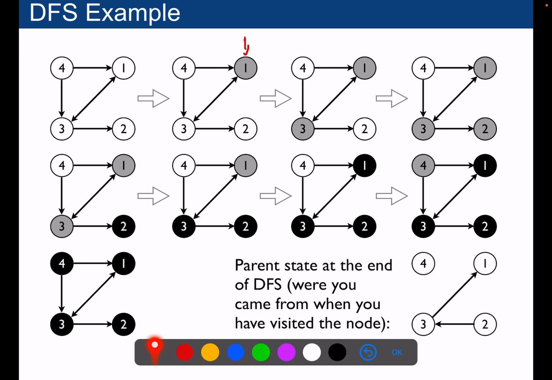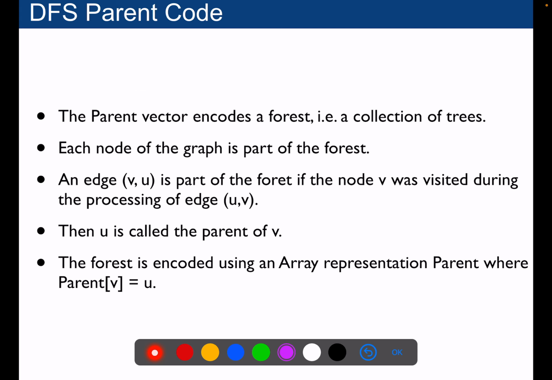At the end, if you look at the parent state, where you are coming from when you have visited the nodes, this is what you have. We call that a forest, a forest that is composed of trees. You have one tree here, and you have one tree here, composed of this single node. So the parent vector, that is where you are coming from, encodes the forest.